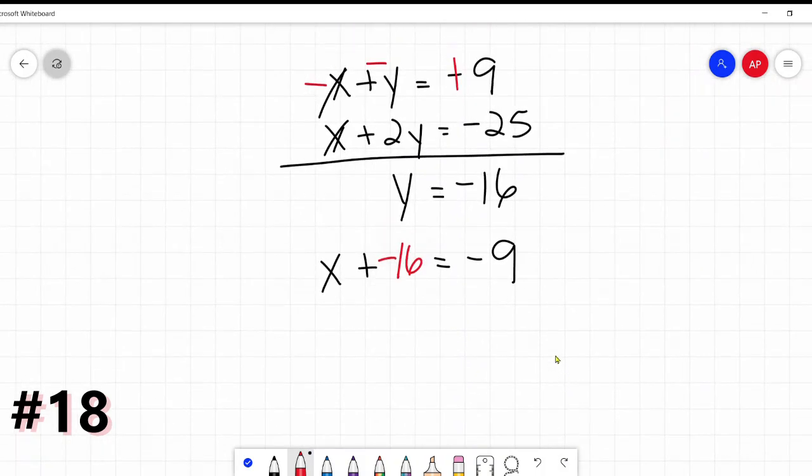All right, so then we would add positive 16 to both sides. X is equal to 7. So I get that y equals -16 and x equals 7.